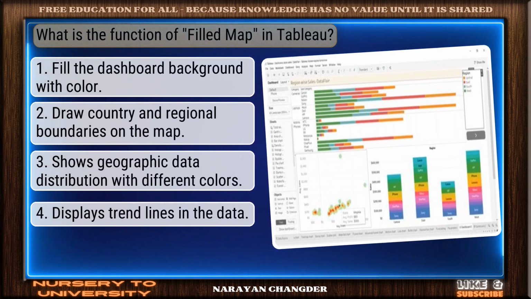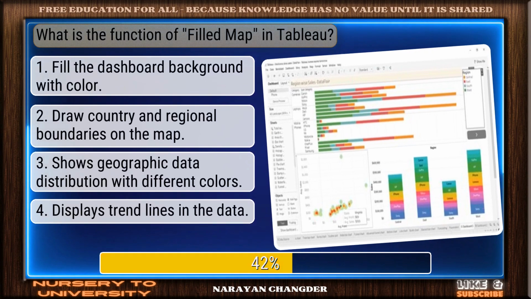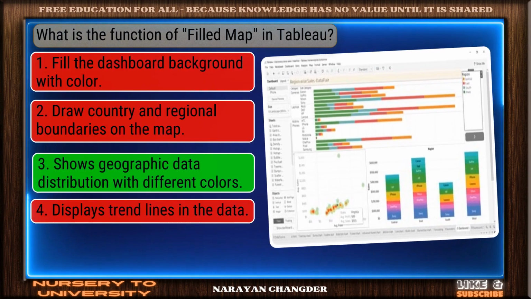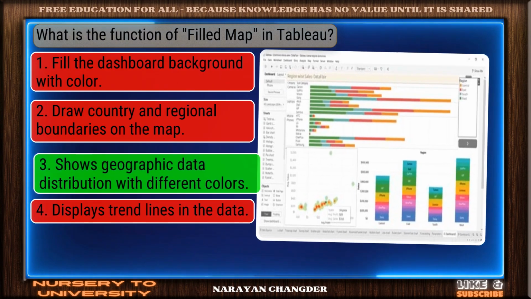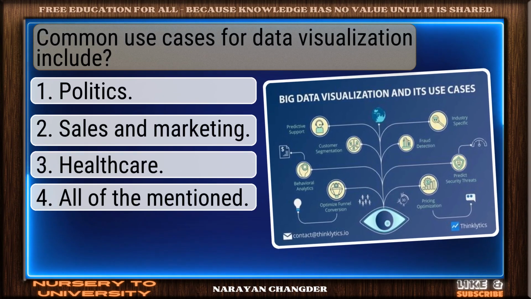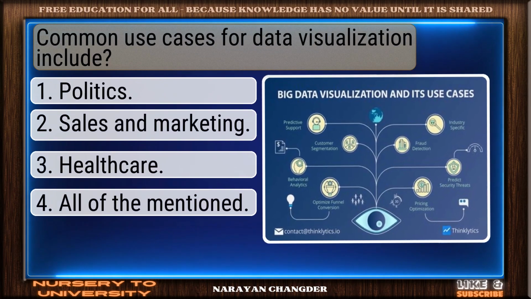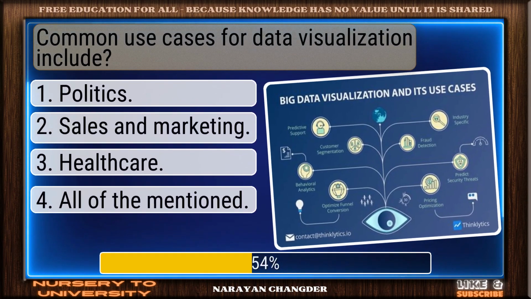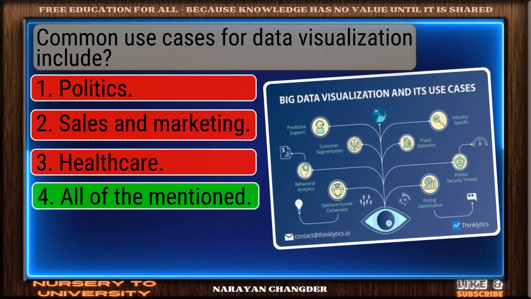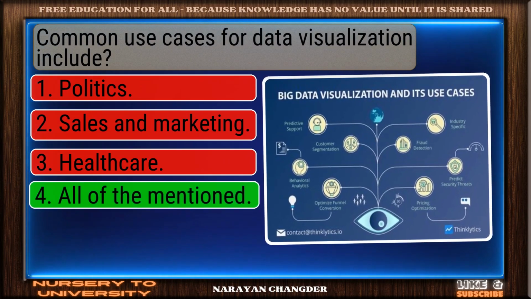Question number 17. What is the function of field map in Tableau? Well picked. Shows geographic data distribution with different colors is the correct answer. Question number 18. Common use cases for data visualization include. Good thinking. All of them mentioned is the right answer.